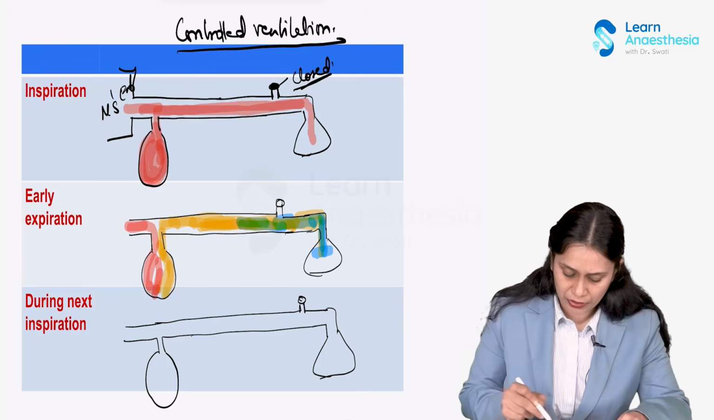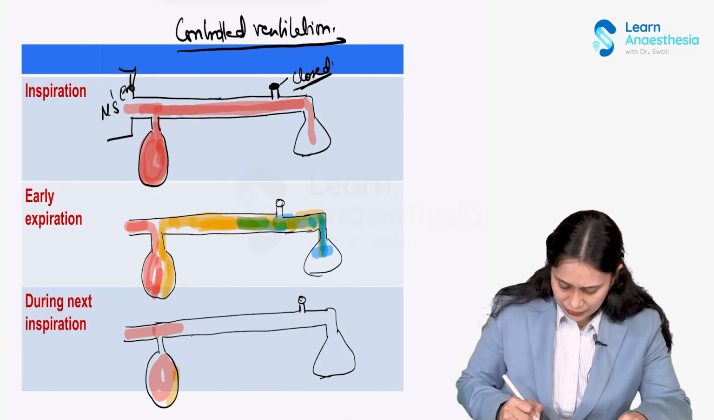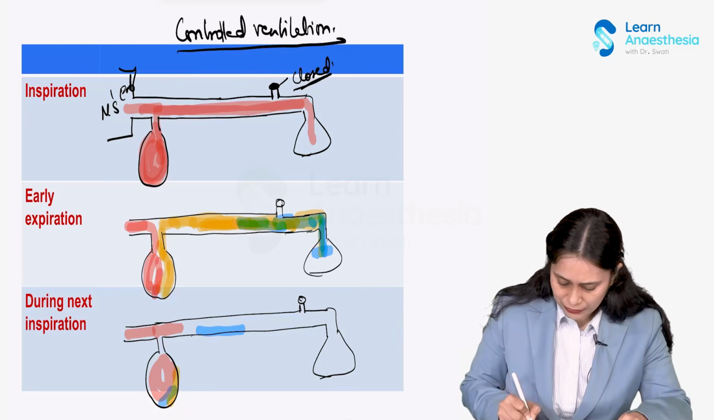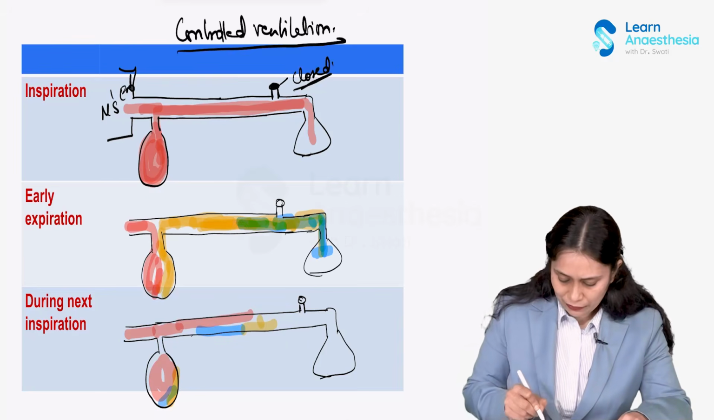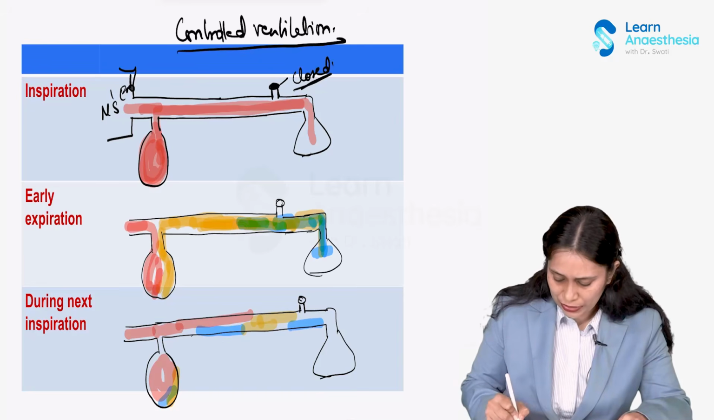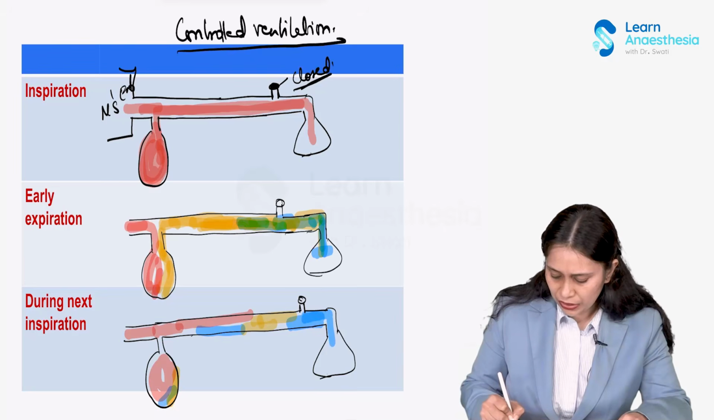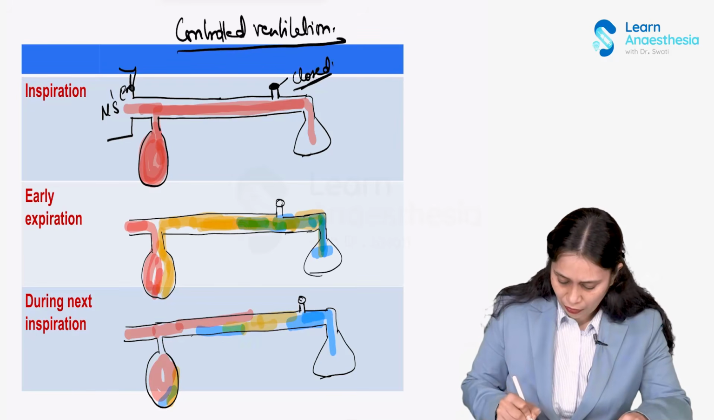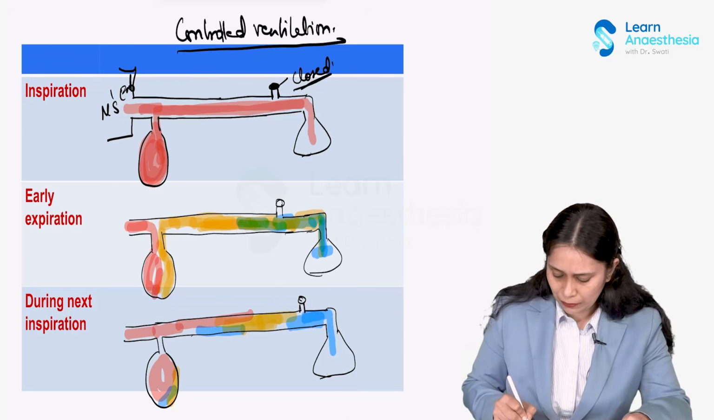Now for the next inspiration, when we press this bag again, in this bag there is the dead space gas, there is alveolar gas also, there is mixing of the whole alveolar gas and the dead space gas, right? So when we squeeze this bag again for the next inspiration, what will happen? The first gas which will reach the patient would be the expired gas of the patient, right? The next gas would be the mixture of fresh gas, the dead space gas and the alveolar gas. So all the mixture will enter.